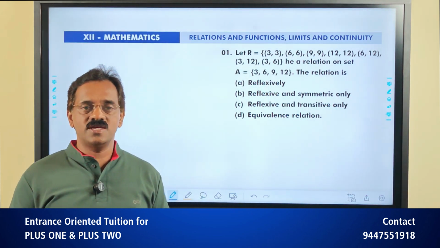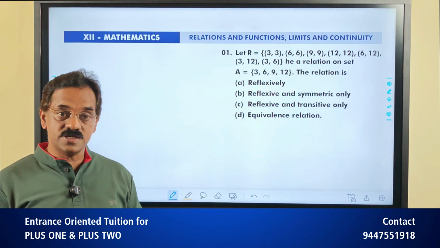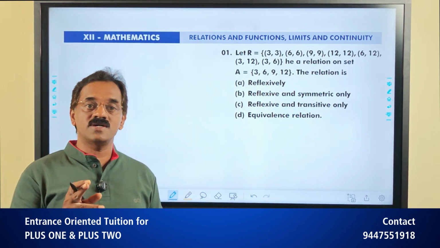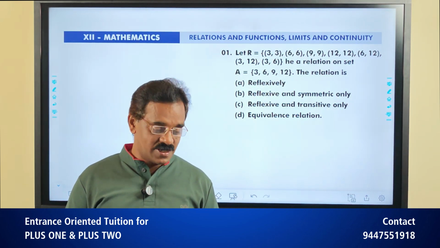For symmetry, you know that aRb implies bRa. So here we can say an interesting fact: (6,12) is there, but (12,6) is not there. So at that moment itself, we can say that it is not symmetric.